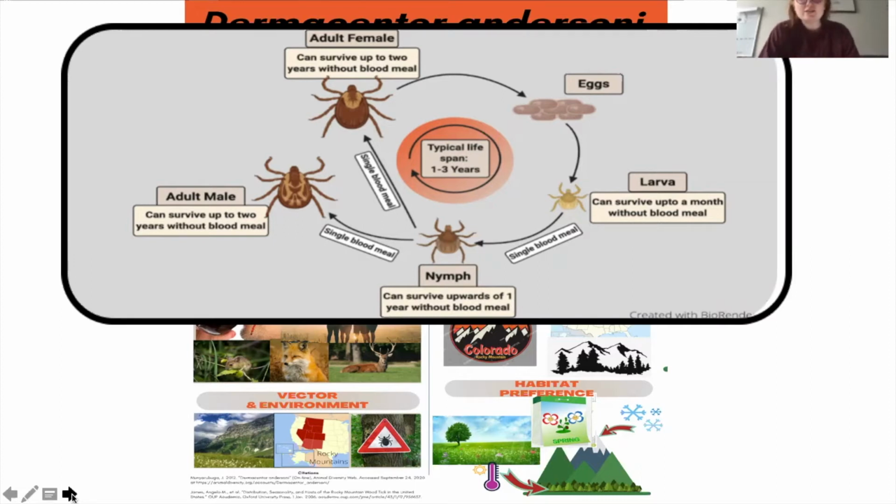The larval stage can survive up to a month without a blood meal before it has to take a blood meal in order to pass on to the nymphal stage. The nymphal stage can survive upwards of 1 year without a blood meal before it needs one to pass on to the adult male or adult female stage. Each of these two stages can survive up to 2 years without a blood meal before it'll need one in order to reproduce or complete its life cycle. All these times add up to a typical lifespan of this tick from anywhere from 1 to 3 years. It really just depends on how early or how late it decides to take its blood meal in the certain life stage that it is in.